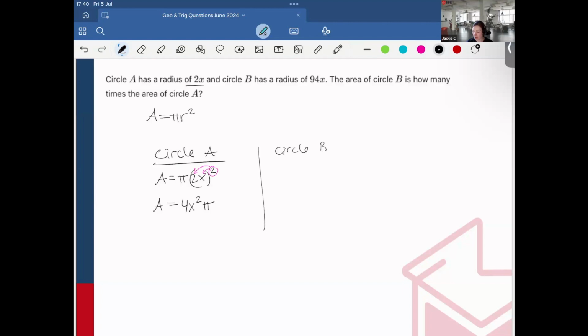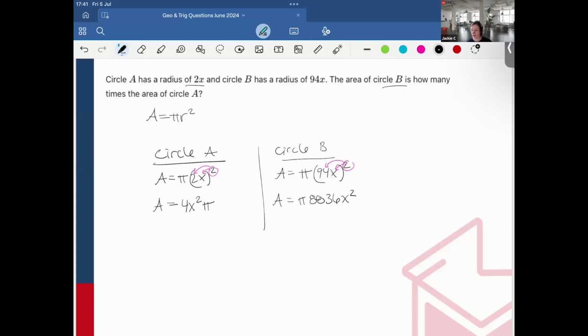So same exact approach, area is equal to pi (94x) squared. And then I'm going to distribute the square, but make sure you are distributing to both 94 and to the x, just like we did in the previous one. So hold on, 94 times 94, it is 8,836 x squared.